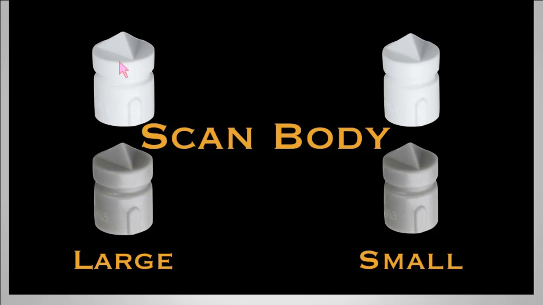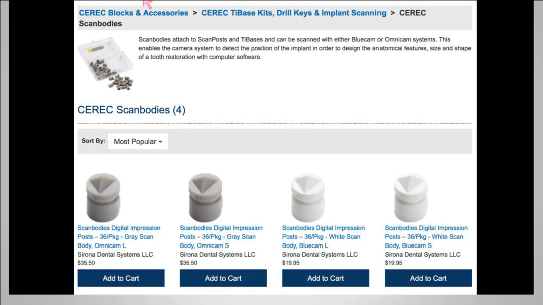It comes in both white and gray. The white scan body is intended for the blue camera. The gray scan body is intended for the new OmniCam from CEREC. Both can be used depending on the scanner that you have. They come in both large and small. Depending on what country you live in, they are distributed by most dental distributors, but certainly can be bought directly through Sirona in certain countries.